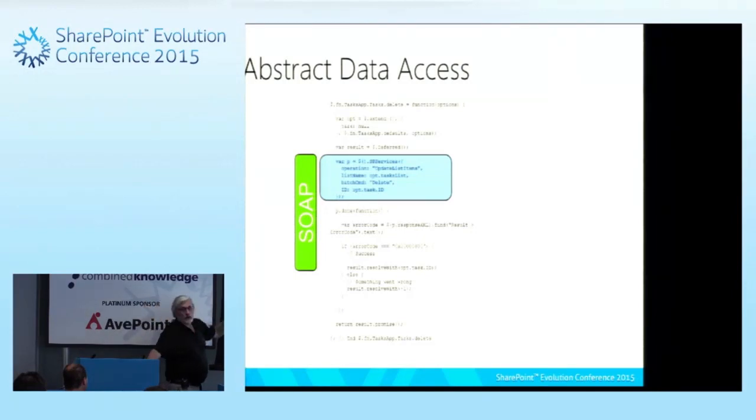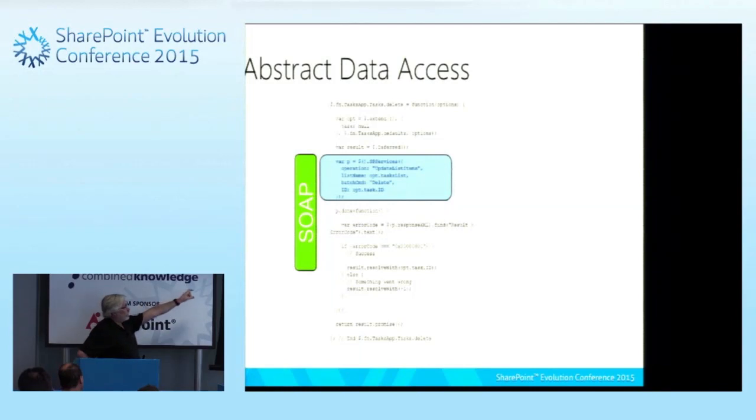But this blue box you can replace with whatever you want. You could replace it with CSOM, you could replace it with REST, or protocol number 10, whatever's coming next, right? And it won't matter because you're just calling that function and you're performing the same end result that you wanted. Does that make sense? That's what I'm talking about: abstracting out your data access methods.